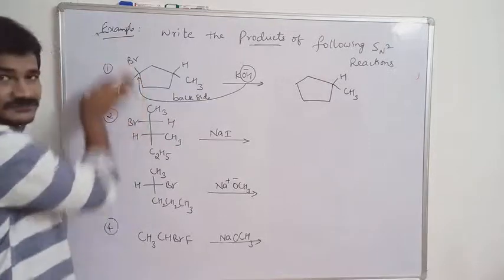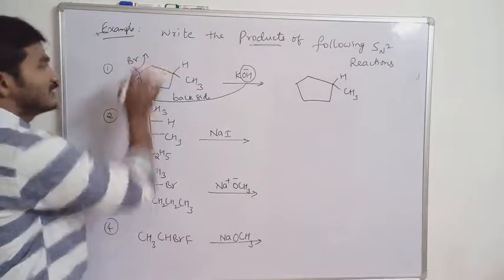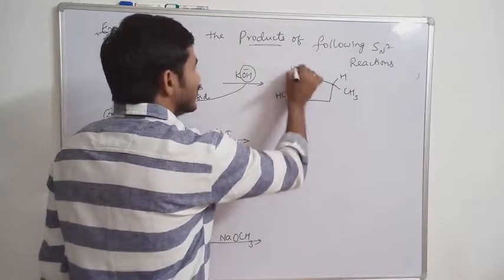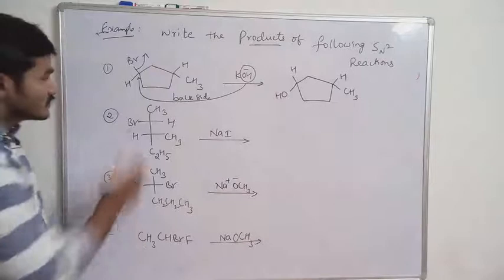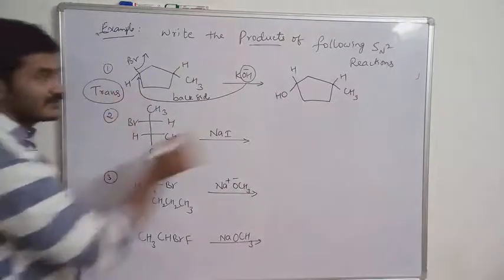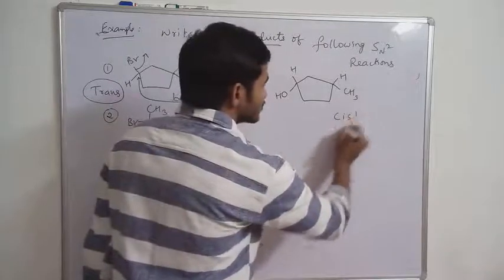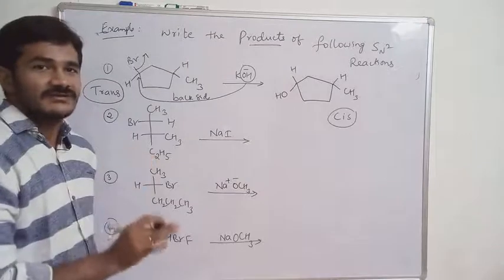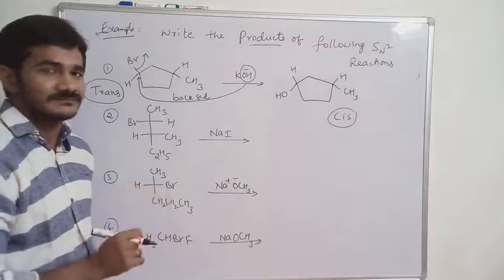Exactly 180 degrees. Okay? So this Br is eliminated. The product is OH and this is H. So this is actually trans, right? The trans product is converted into cis. Okay. So that's why I told you the SN2 reaction is a stereospecific reaction.